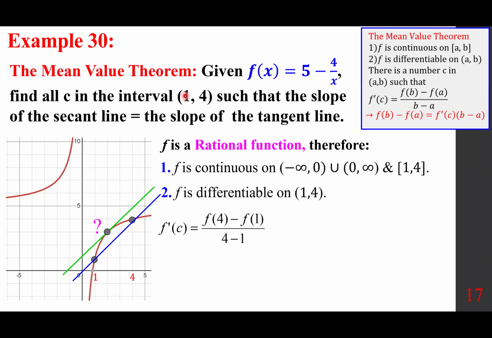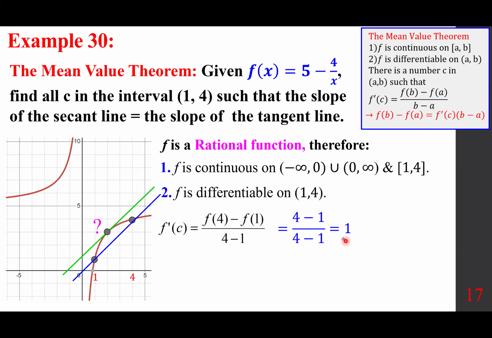And so if I plug in 4 here, 4 over 4 becomes 1. 5 minus 1 becomes 4. If I plug in 1, this becomes 4. 5 minus 4 becomes 1. So 4 minus 1 over 4 minus 1 equals 1. So there is some point where f prime equals 1. So where is that point?